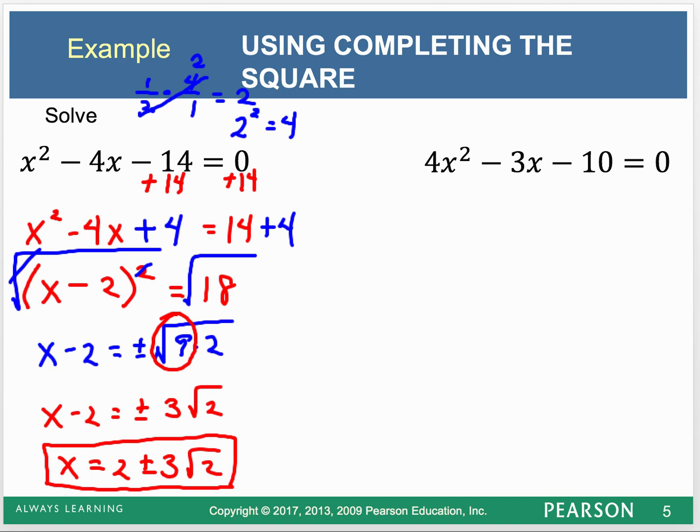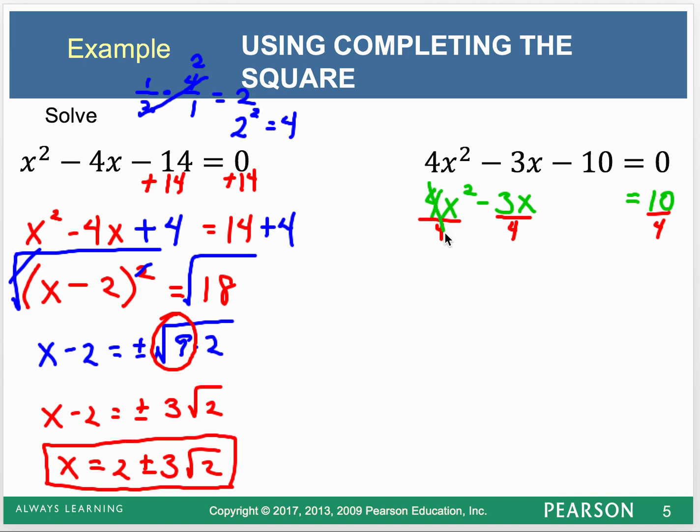Okay, on this one over here, first step, as before, is I've got to move that 10 to the other side of the equal sign. So add 10 to both sides of the equation. And then, second step, make the leading coefficient 1. In this case, since it's not 1, all I have to do is just divide everything by that coefficient.